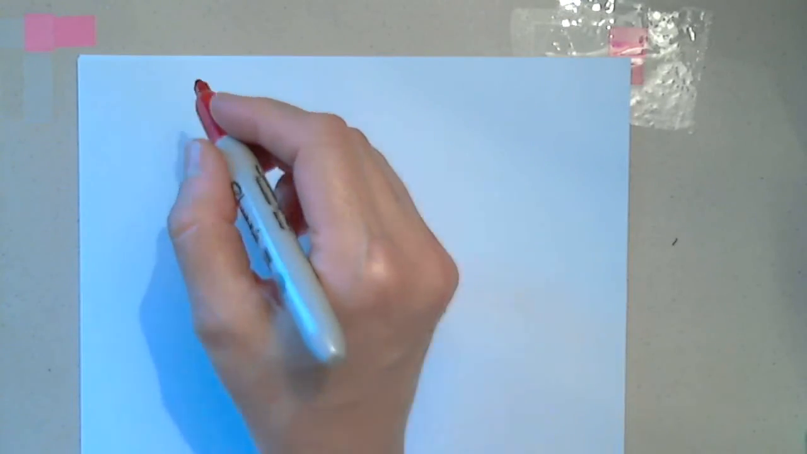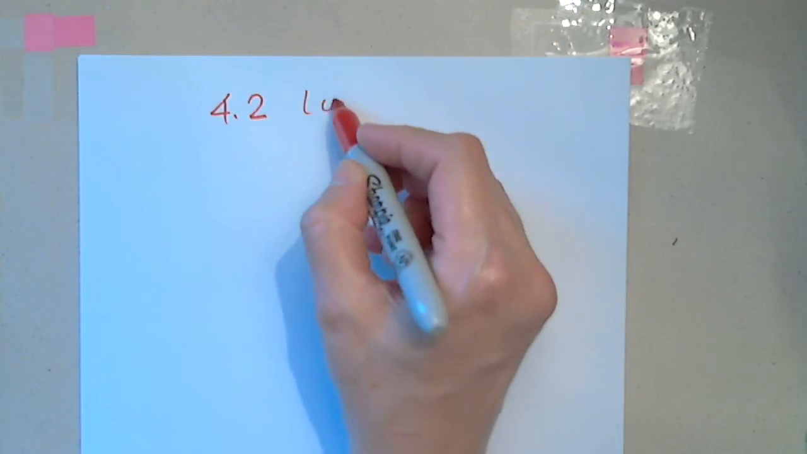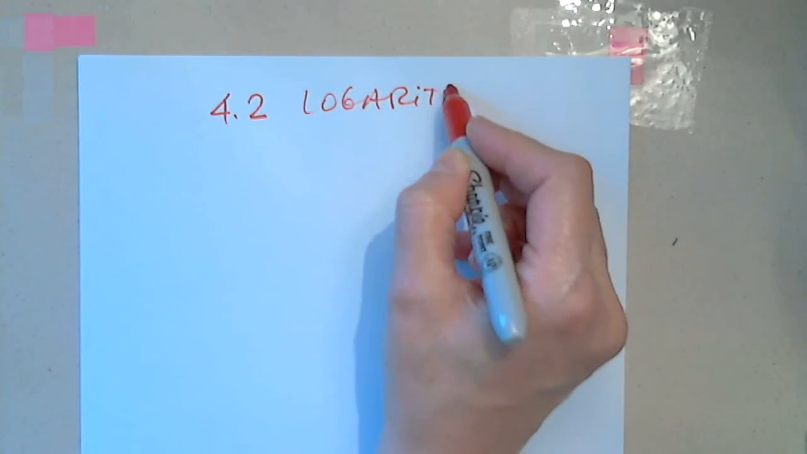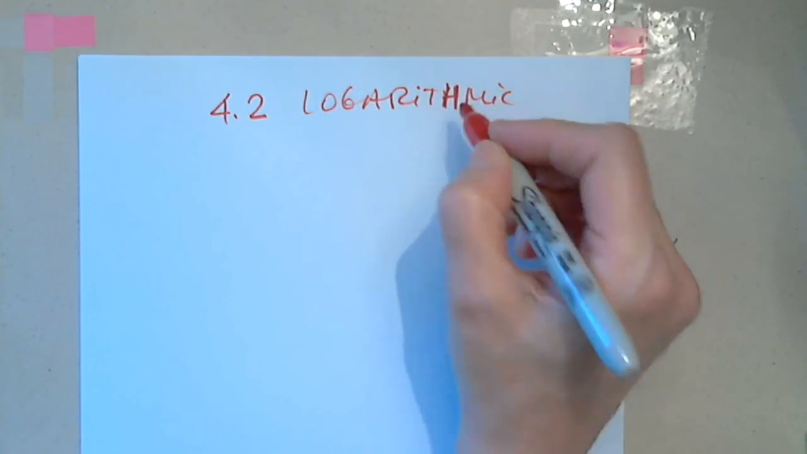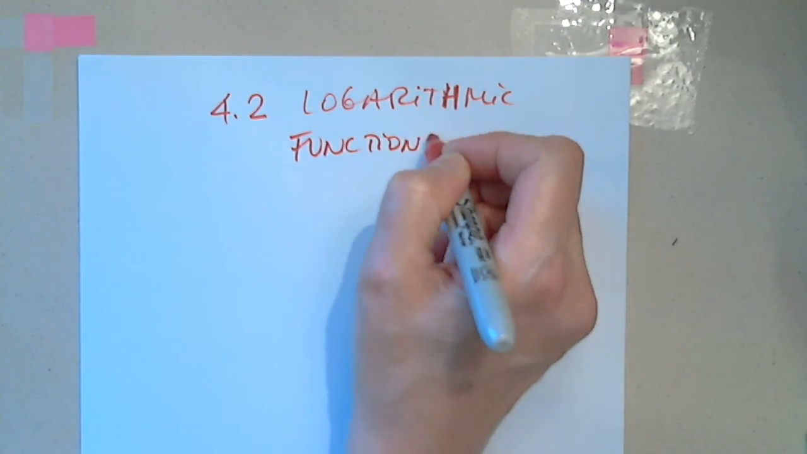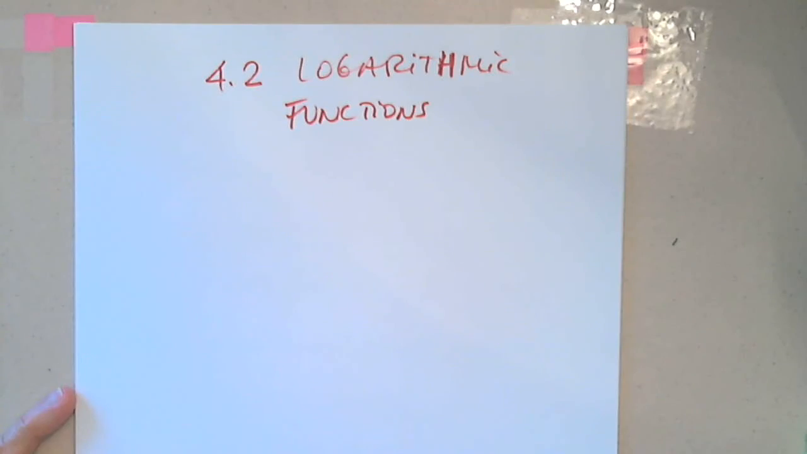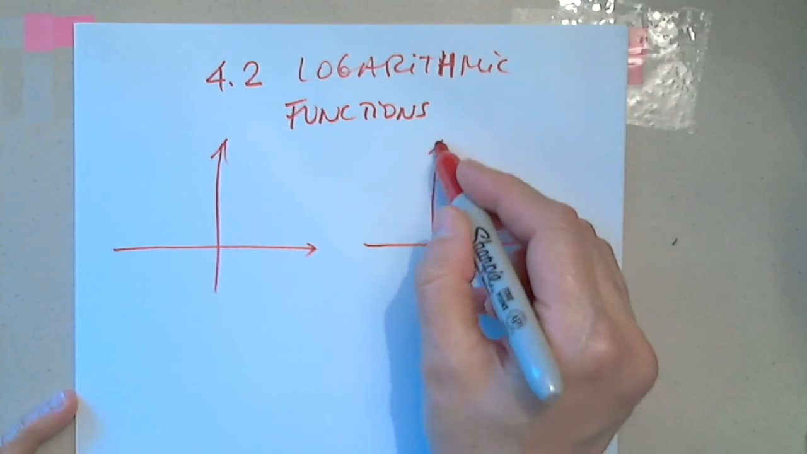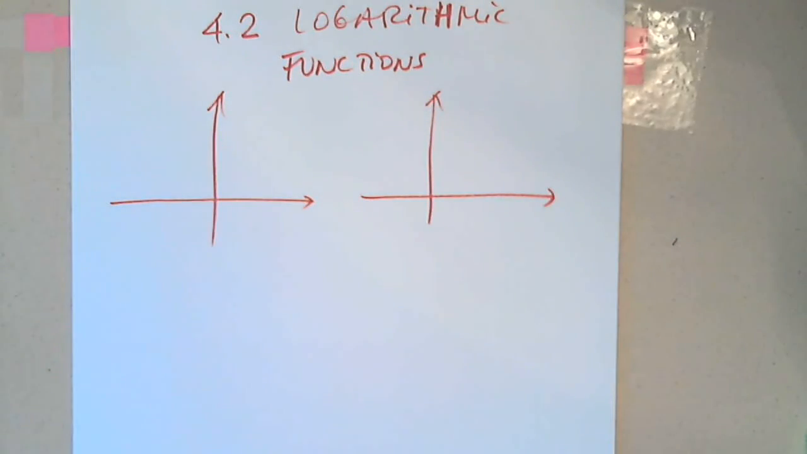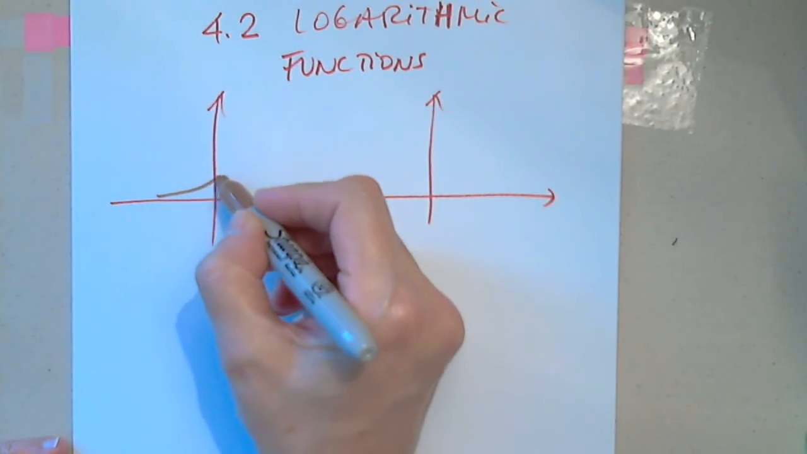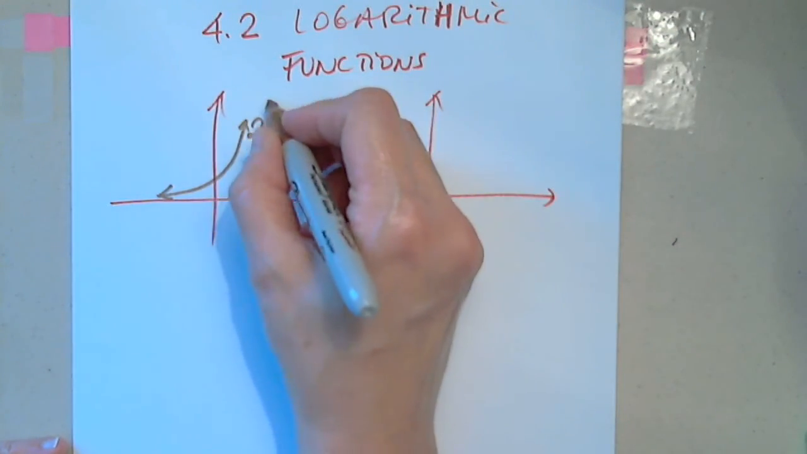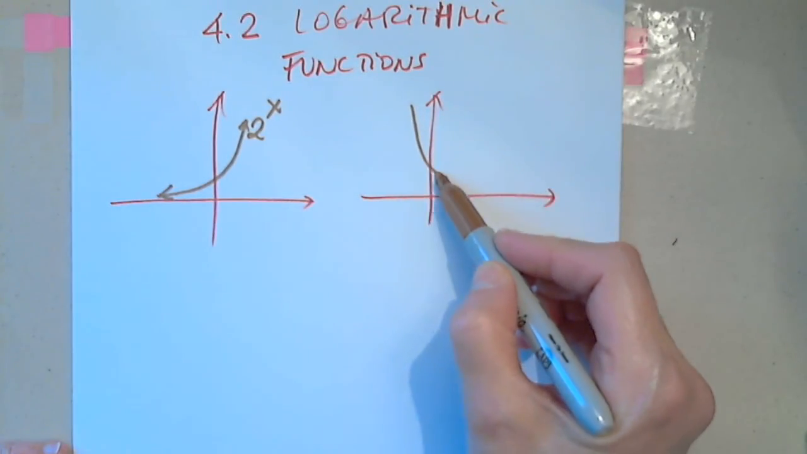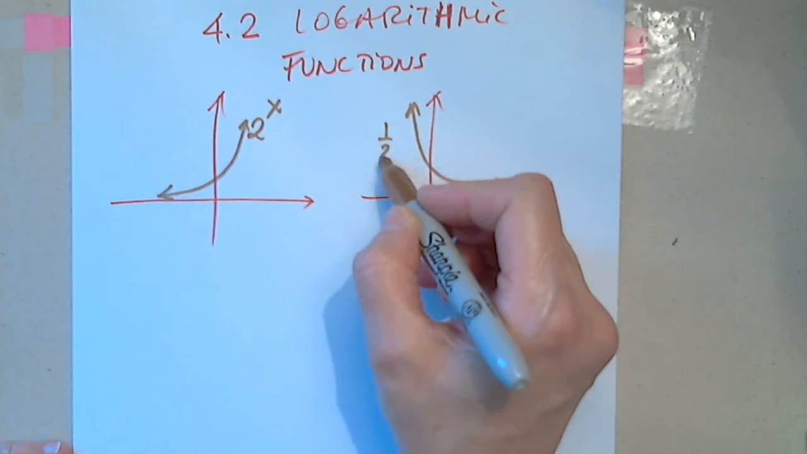Okay, so let's continue with section 4.2. Logarithmic functions. Let me refresh your memory about the exponential function, because they are very well connected, these two functions. So when we graph the exponential function with a base greater than 1, we graphed specifically 2 to the x. Then we graphed 1/2 to the x.